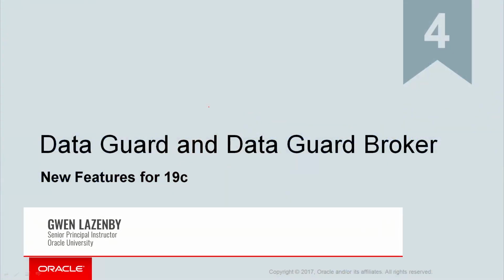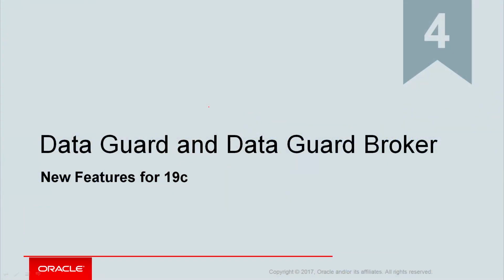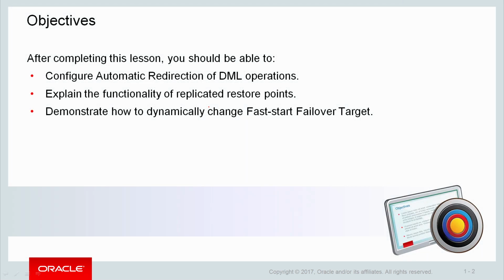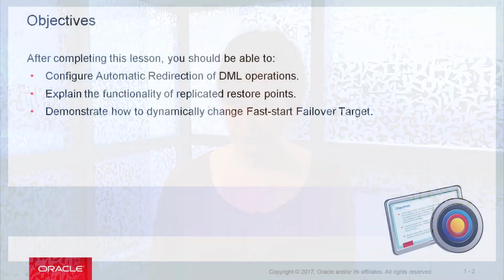Welcome to Lesson 4, where we'll be looking at the new features in 19c for Data Guard and the Data Guard broker. After completing this lesson, you should be able to configure automatic redirection of DML operations, explain the functionality of replicated restore points, and demonstrate how to dynamically change the fast-start failover targets.